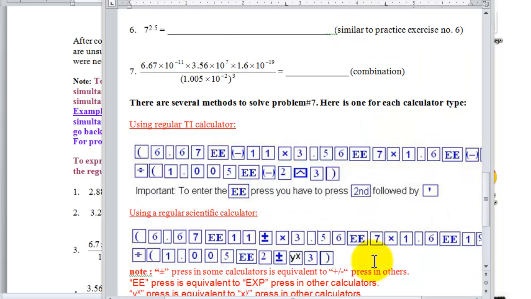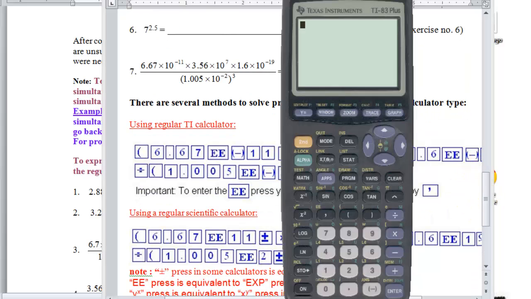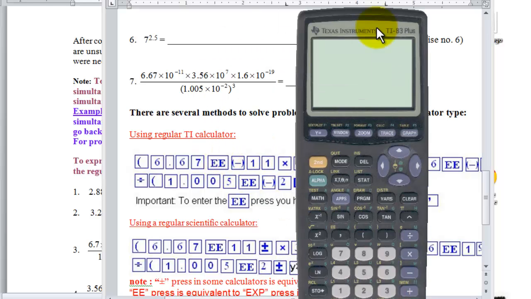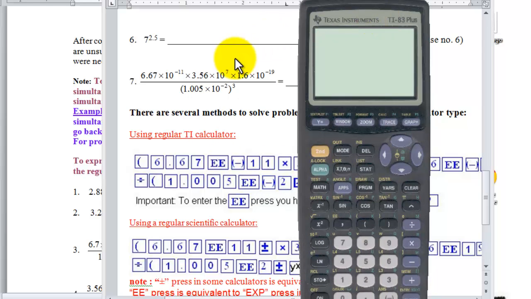Number 6 here is 7 raised to the power 2.5, so basically you'll go 7, and remember this is not power of 10 notation, this is 7 raised to the power 2.5, so you have to use the power key and then input 2.5. Okay, and the answer is 129.64 basically.